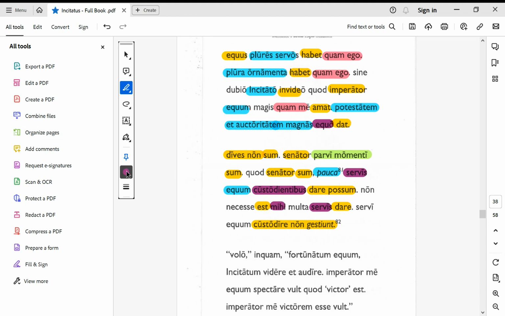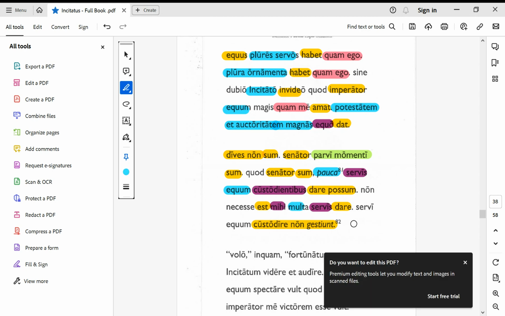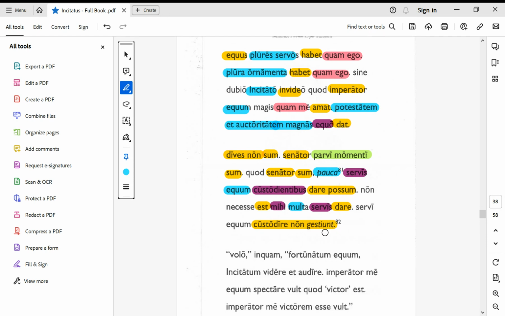And then multa. There you go. That's once again neuter accusative plural ending, multa. Servi equum custodire non gestiunt. So we see unt is the ending. We know the subject could be they, but we also see a nominative plural servi here. So we know the subject are the servants. And then equum, that's accusative, um. So that's receiving the action.